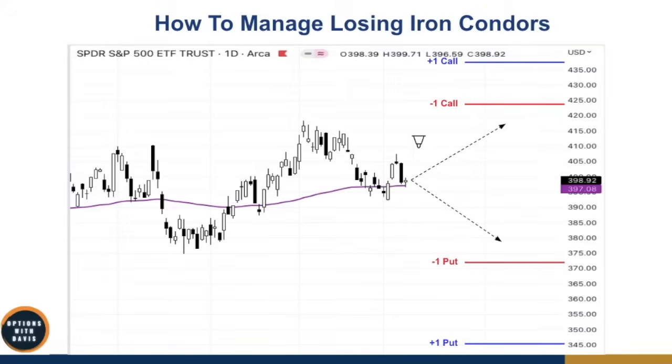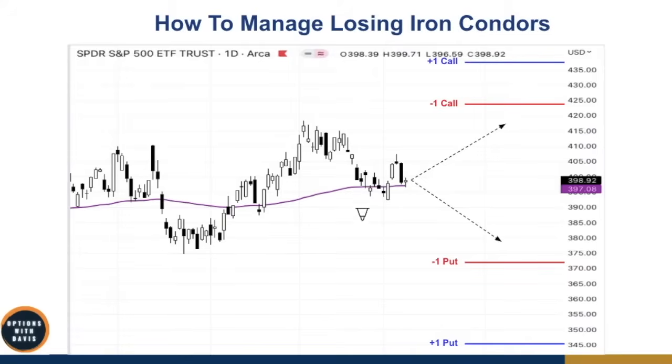All right, so this is the difference between a normal iron condor and a skewed iron condor. If you're just starting out, I don't want you to be too concerned or worried about this. You might just want to go with the standard width, which is maybe $10 wide on each side. But in terms of how you manage these losing iron condors, they are pretty much the same.